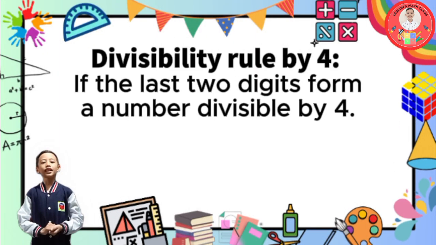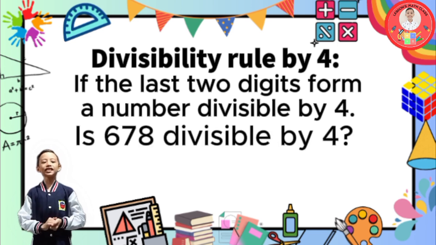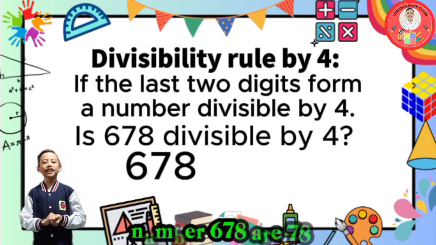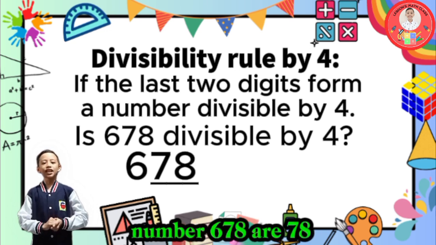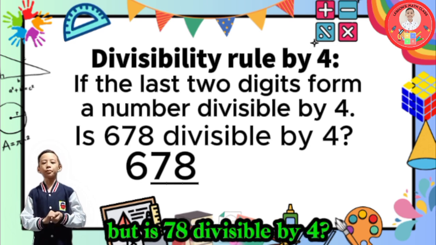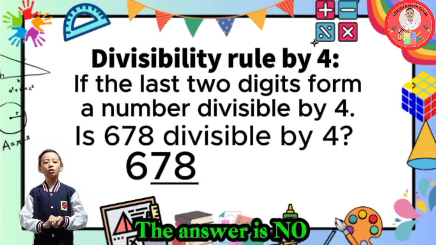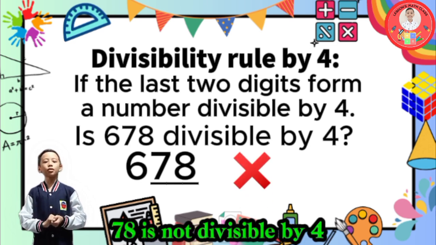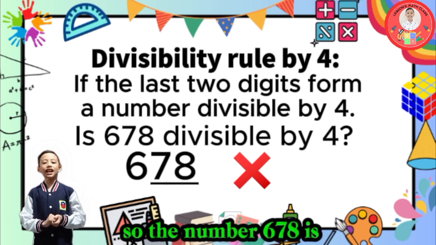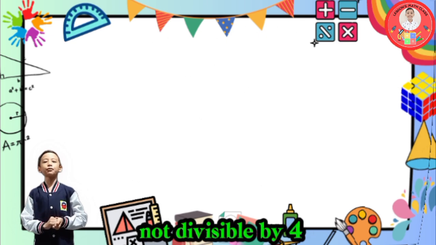Divisibility rule by 4. If the last 2 digits form a number divisible by 4. Question: is 678 divisible by 4? Let's figure it out. The last 2 digits of the number 678 are 78. But is 78 divisible by 4? The answer is no. 78 is not divisible by 4. So the number 678 is not divisible by 4.